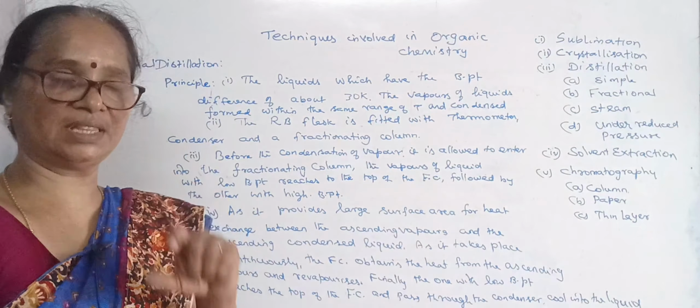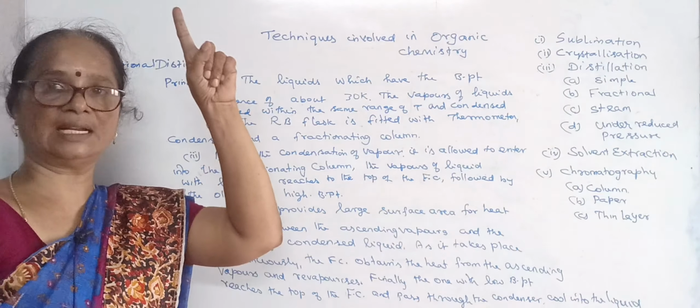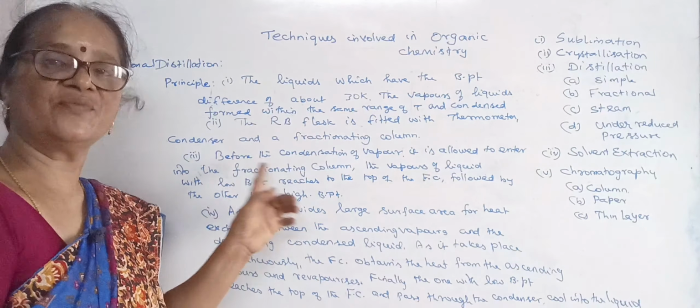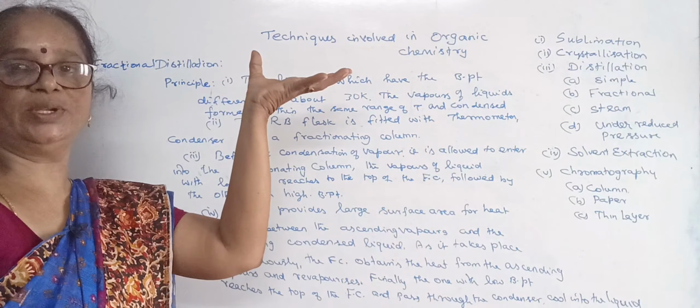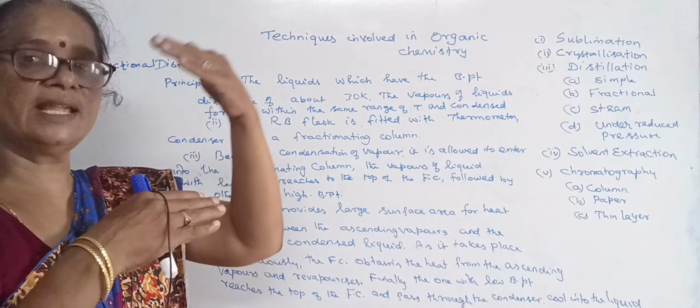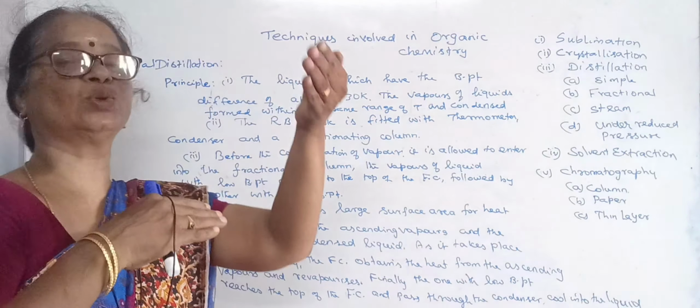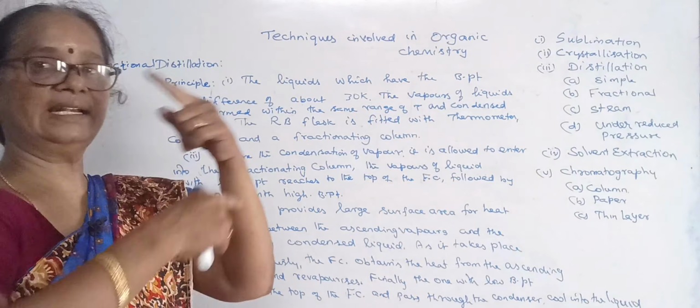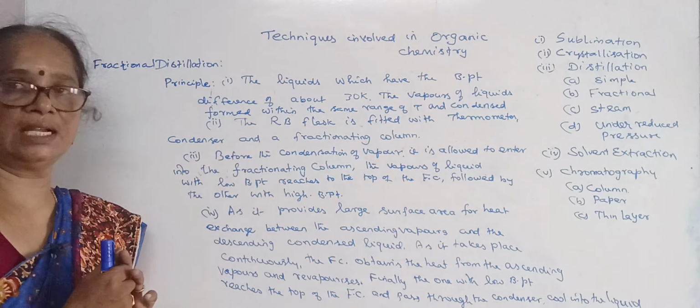So, the one with the low boiling point will be collected at the top of the fractionating column. Following that, the other one with the high boiling point enters into it as a vapor. When the descending liquid comes down, the ascending vapor transfers its heat to the descending liquid. Once again, it gets re-vaporized and this gets repeated in the fractionating column.